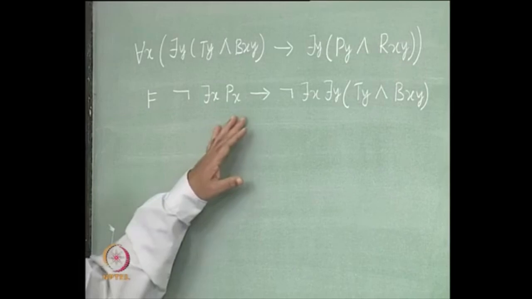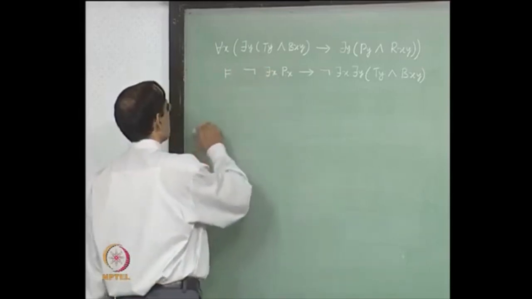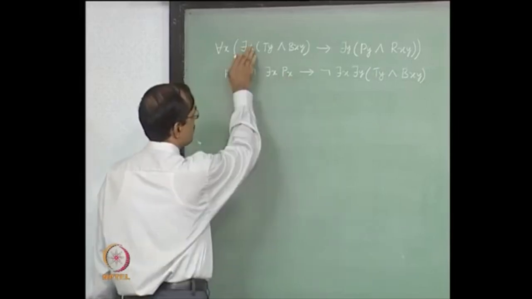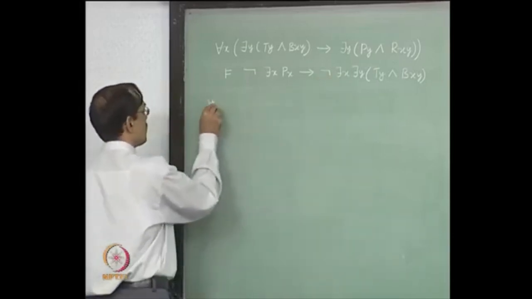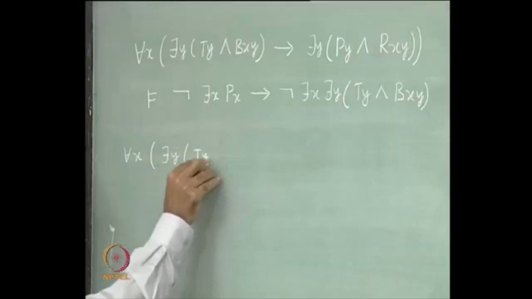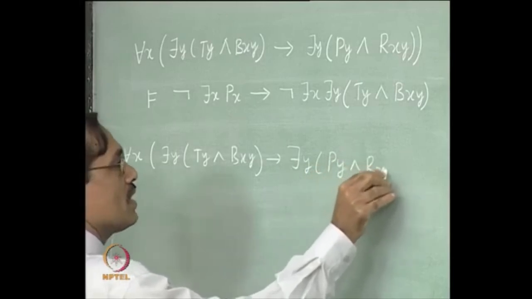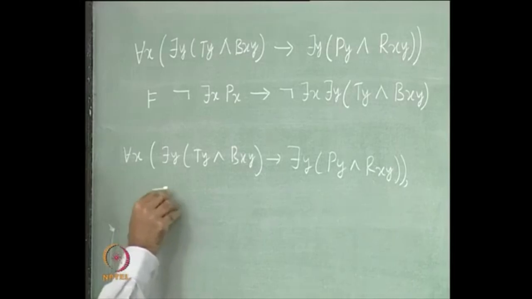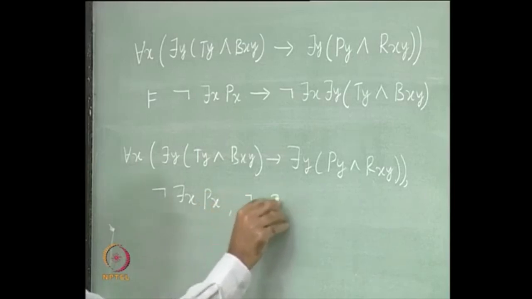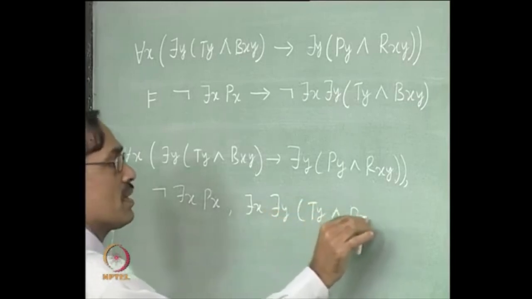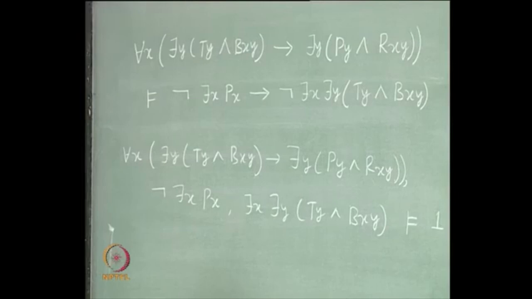So first thing is we have to use deduction theorem or RA, whatever, then bring it to the clausal form. So we will use both deduction theorem and RA. So first this one will be taken to the premise side, next this one will be taken with negation sign. So double negation we are using, so we will just omit it. That is, we have for each x there is y, ty and bxy implies there is y, py and rxy, along with that we have not there is x px, and then we use RA. So we have the other one, there is x, there is y, ty and bxy, this should entail bottom due to deduction theorem and deductio ad absurdum.